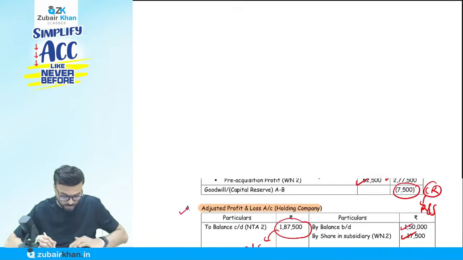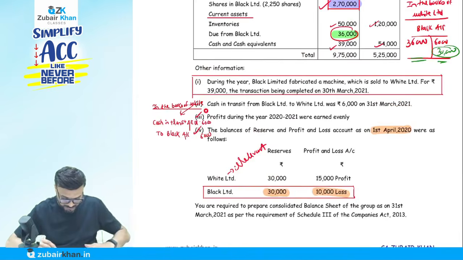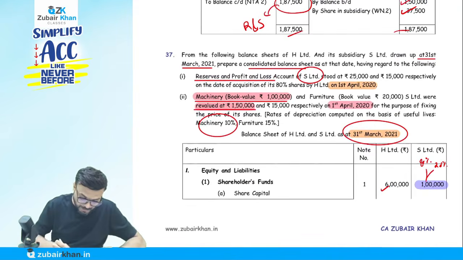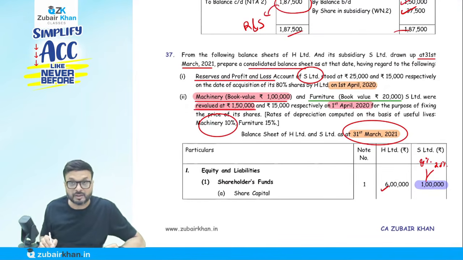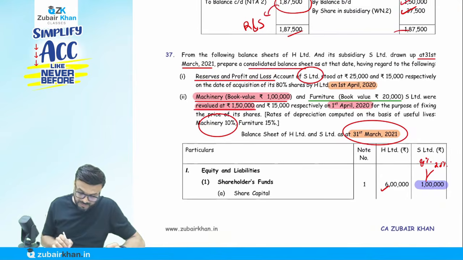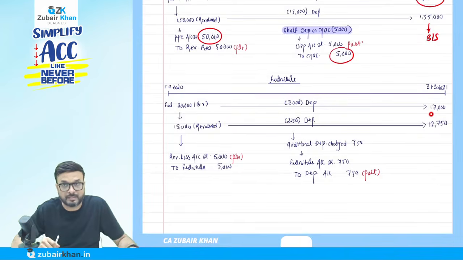Now, they mention in the question, in the first para, that the furniture book value was rupees how much? 20,000. How much is the book value of the furniture? 20,000 at the starting, and they want to revalue it at 15,000. The rate of depreciation is 15% on 1st of April 2020 only. So the closing appearing in the balance sheet is 17,000, and the opening was 20,000. Logically it is correct.